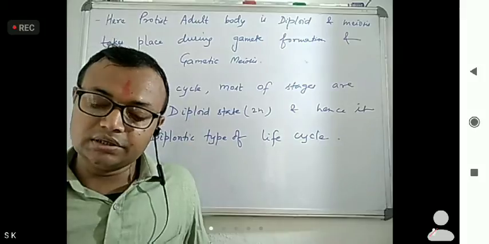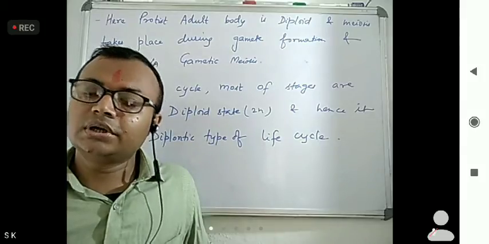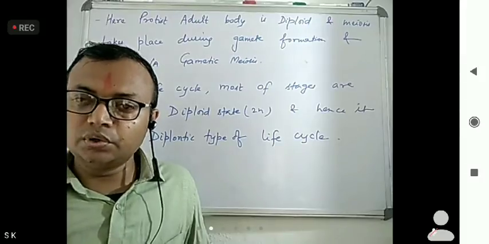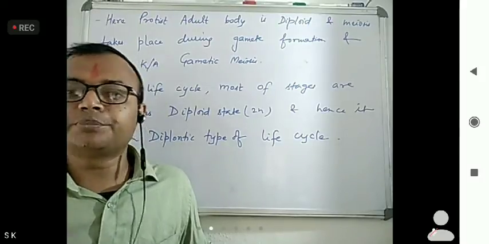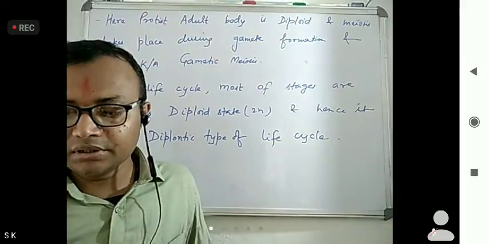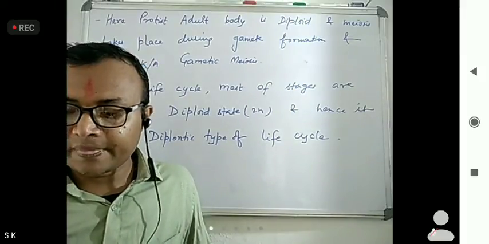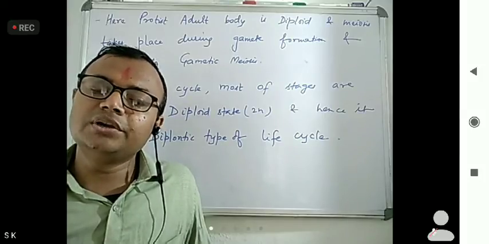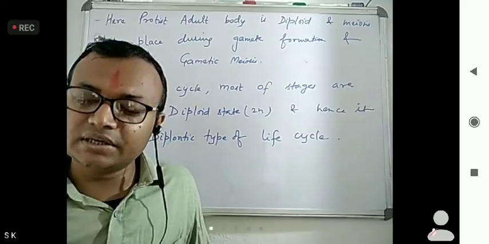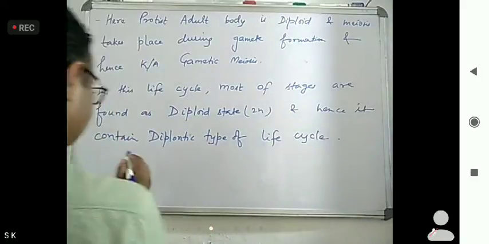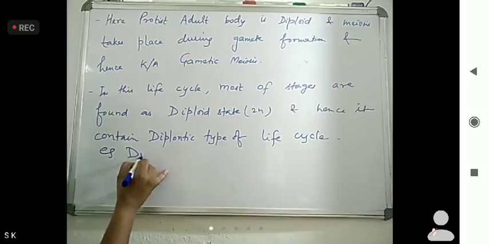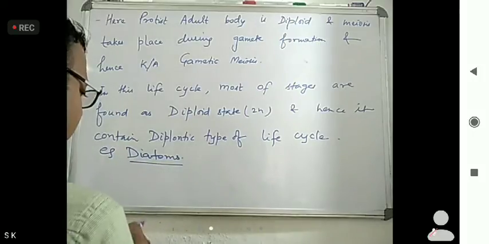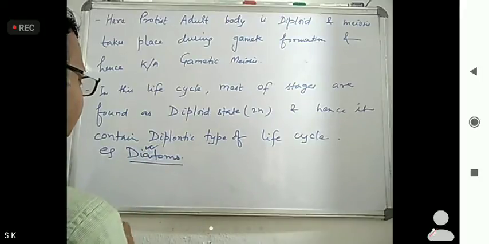And in zygotic meiosis, what is found? Haplontic type of life cycle. Okay, so now you understood that these two types of life cycle are formed. Now, this diplontic type of life cycle is mostly found in which group? That is diatoms, for example, diatoms.